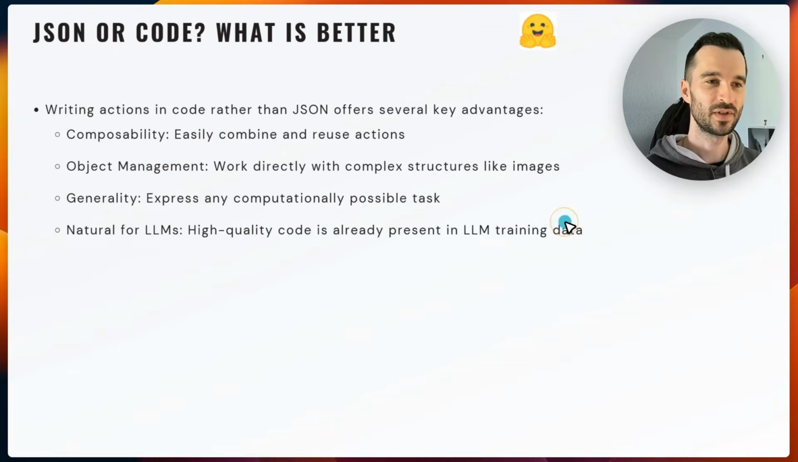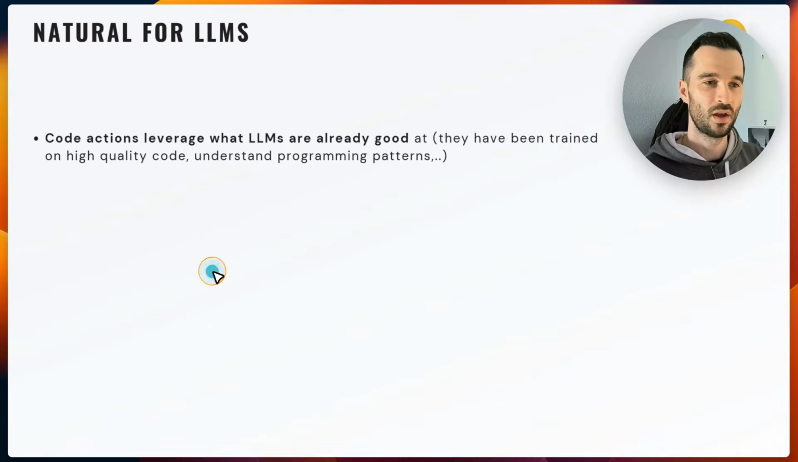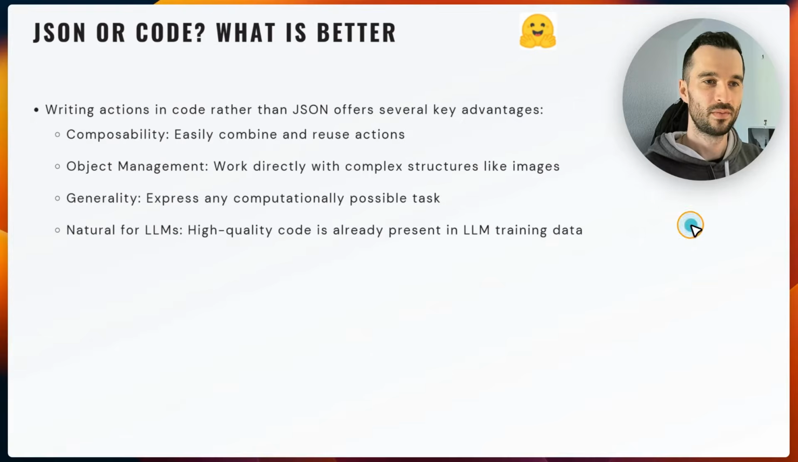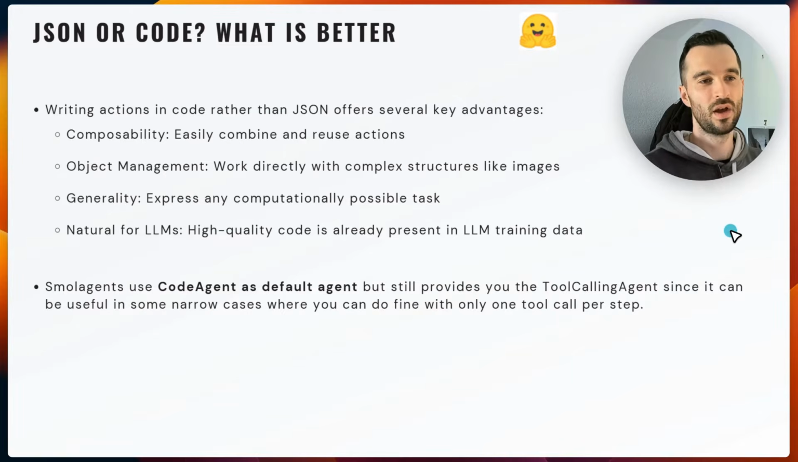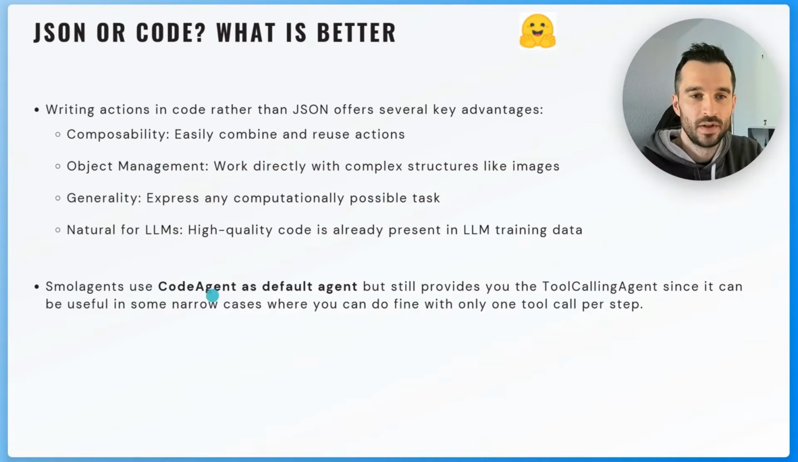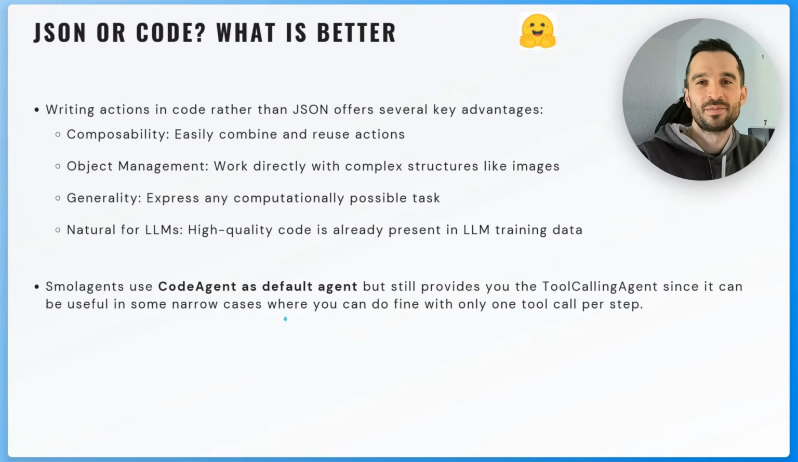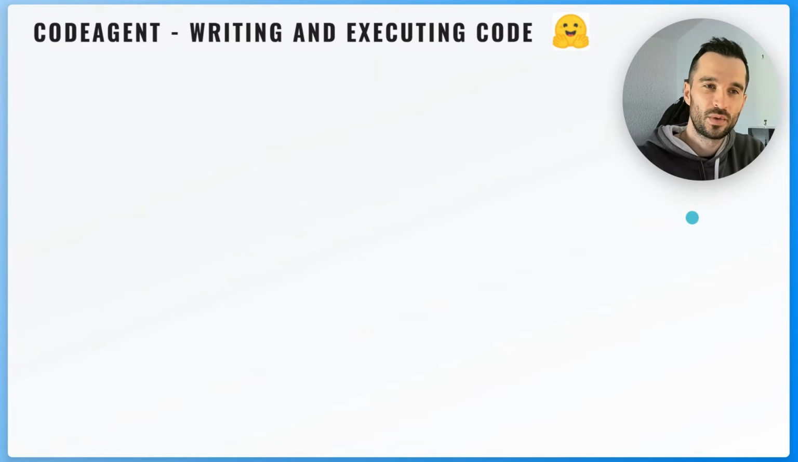So in summary, we've now discussed these key advantages. smolagents uses CodeAgent as the default agent, but still provides you the ToolCallingAgent, since it can be useful in some narrow cases where you can do fine with only one tool call per step. So the CodeAgent is the way to go in smolagents as the default agent, and let's have a closer look at how this works.